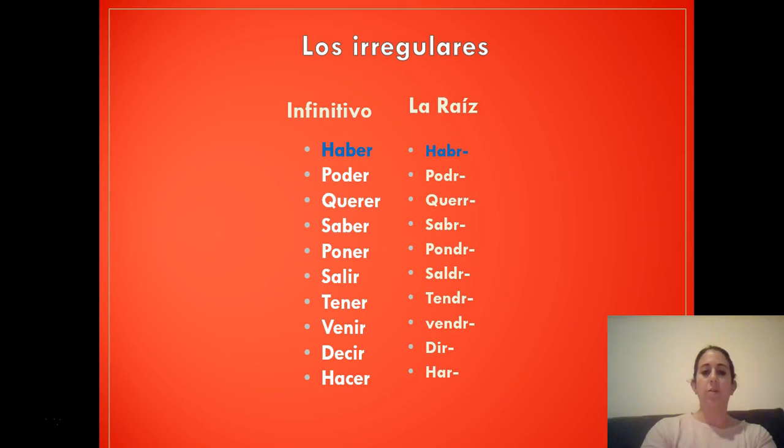Now, before we move on, I do want to talk about our verb haber, which is that first one that's in a different color. It's always going to be habrá. So in that third person singular conjugation. And that means habrá means there will be. You might want to jot that down on your notes somewhere. Habrá, there will be.